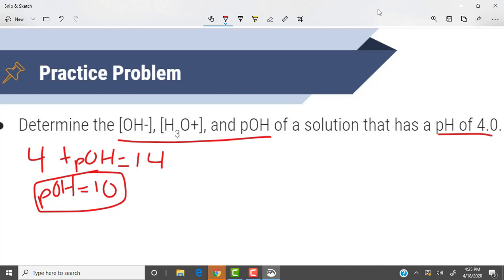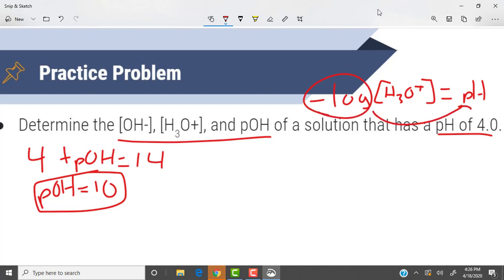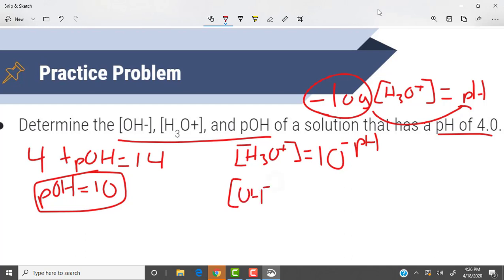Now the question is, how do I work backwards? Because I know that the negative log of H3O+ is equal to my pH. So how can I work that around? Well, if I take this and move this over here, what we end up getting is a formula that we can do our concentration with. So we just have to take the inverse function of the negative log. So that's going to be H3O+ equals 10 raised to the negative pH. Okay? And it's the same way to find my OH concentration as well, except instead of using pH, we're going to use pOH.